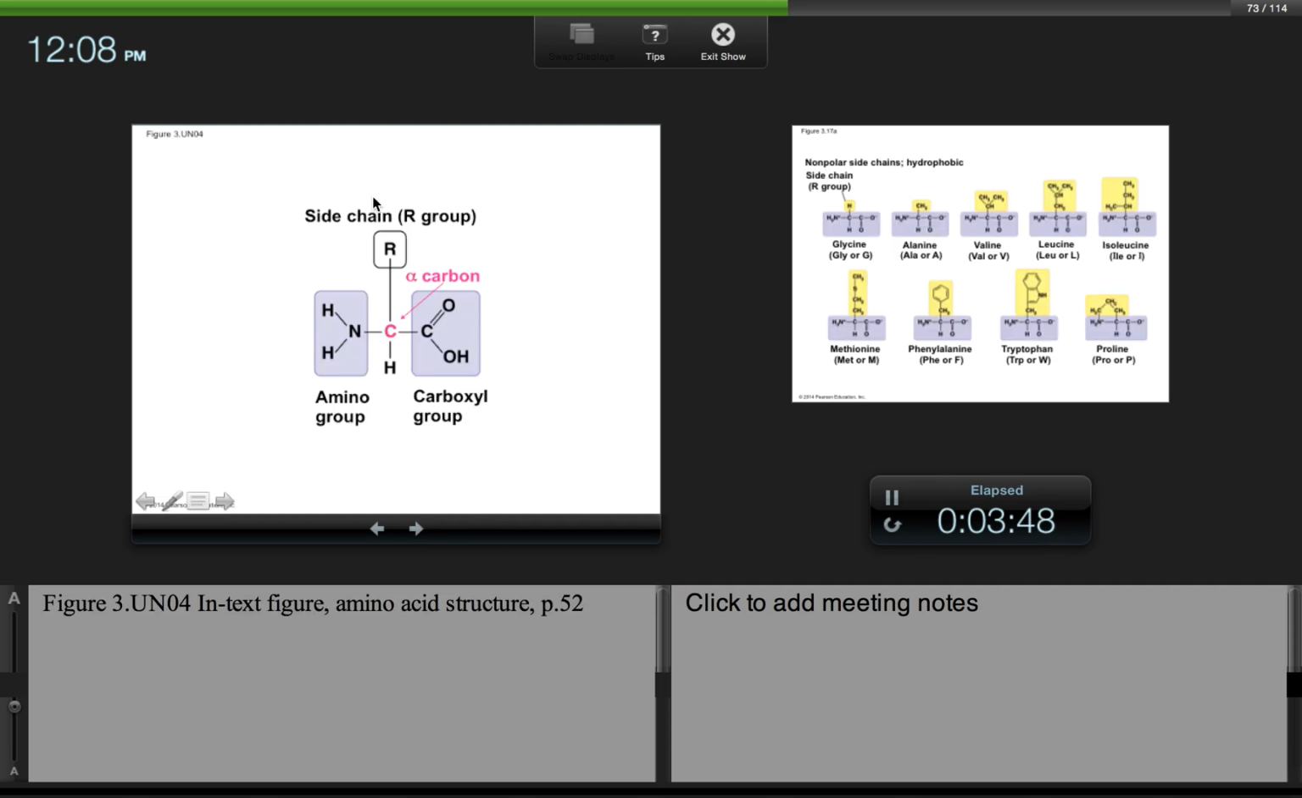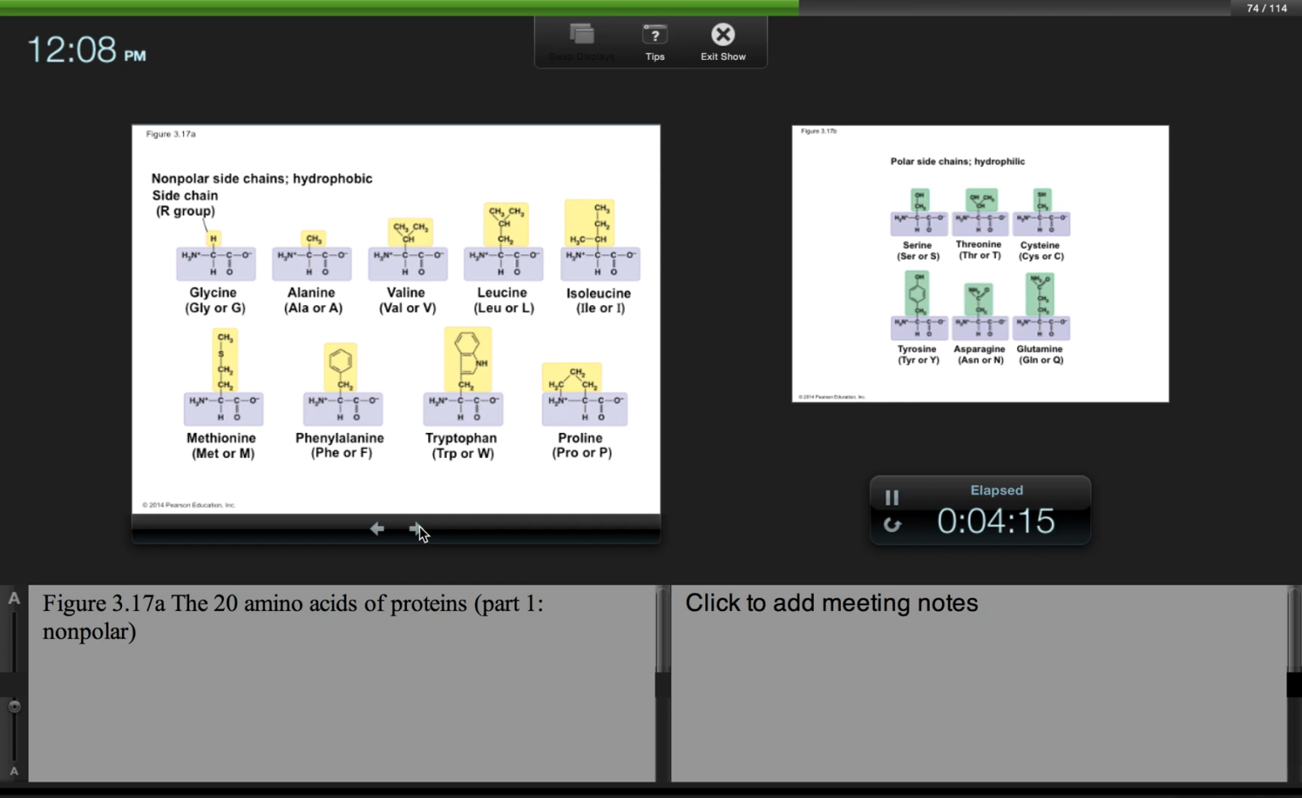Okay, so here is the basic structure of an amino acid. You have your amino group over here. You have your carboxyl group over here. Your central carbon is called your alpha carbon. There's a hydrogen off of your central carbon. And then also off of that central carbon is what's designated as R, which stands for your side chain.